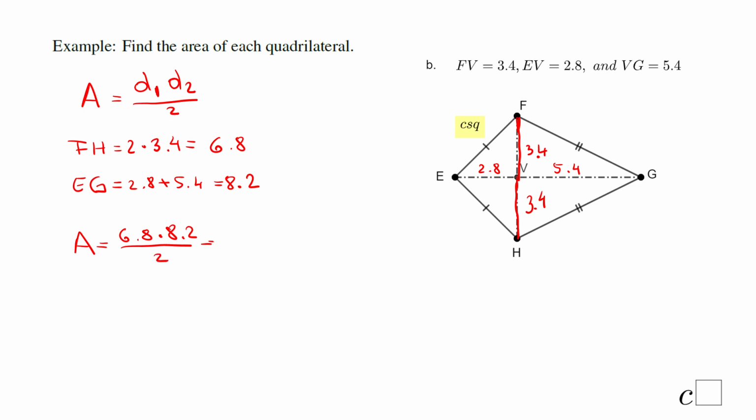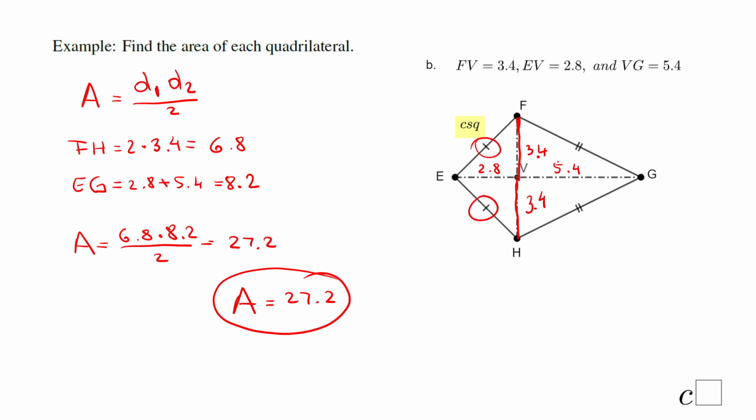So let's see how much that is. 6.8 times 8.2, that will be 54.4 divided by 2, 27.2. So the area of this kite is 27.2 square units. Again, this is a kite, be careful, right? We notice the property of a kite.